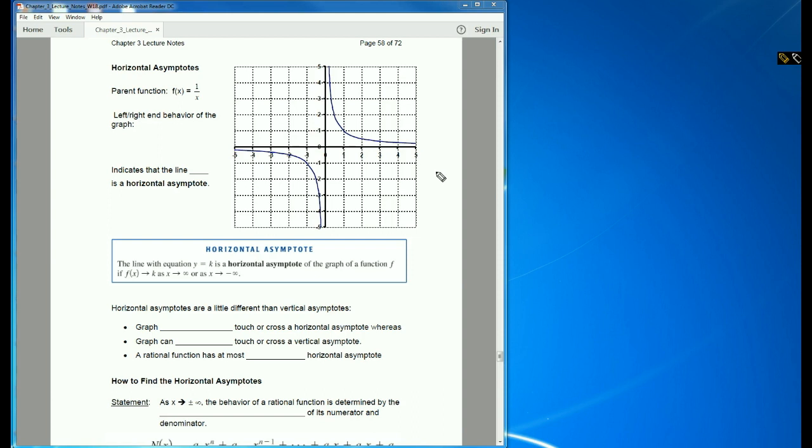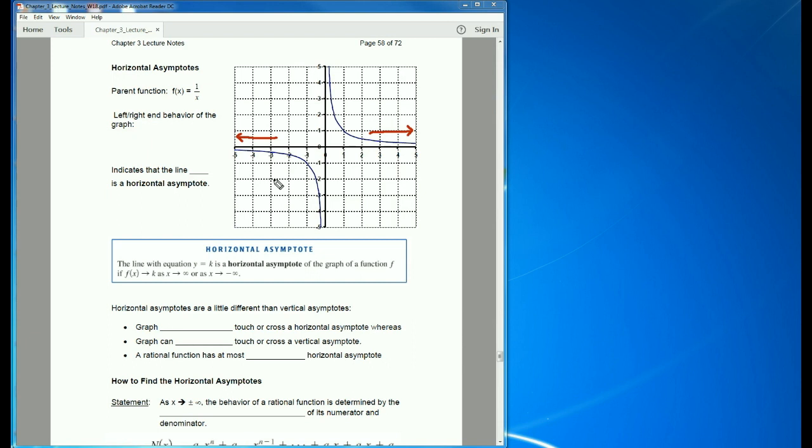Okay, let's move on to the next page, page 58, horizontal asymptotes. So again, let's go back and look one more time at the parent function, f of x equals 1 over x. And this time we are looking at the left and right end behavior of the graph. So in other words, as x gets very large or as x gets very negative, what is the function value doing? What is y doing?